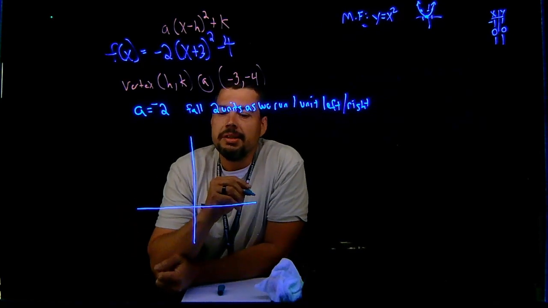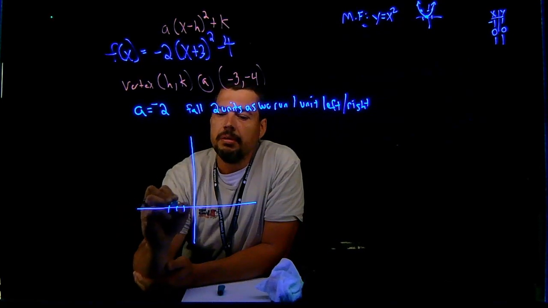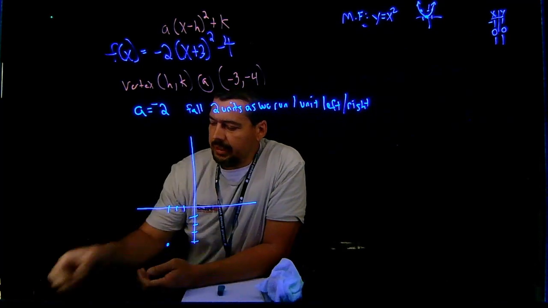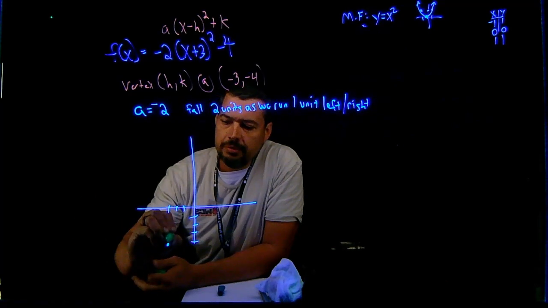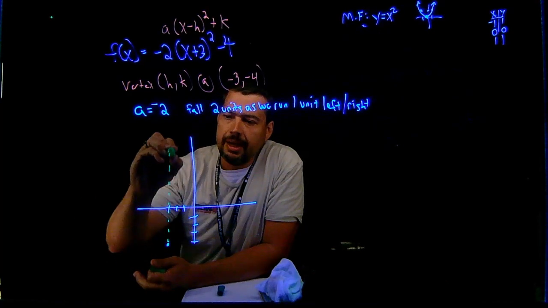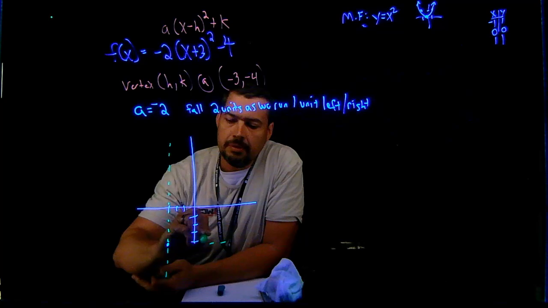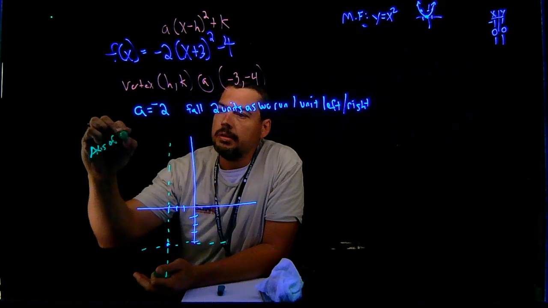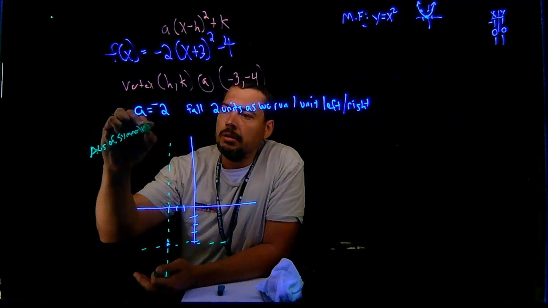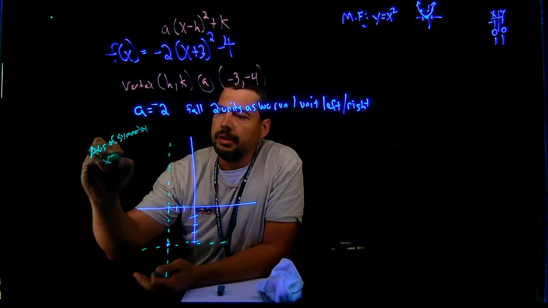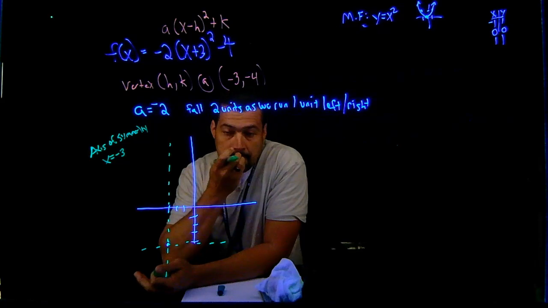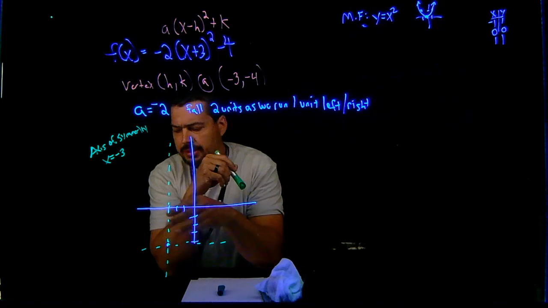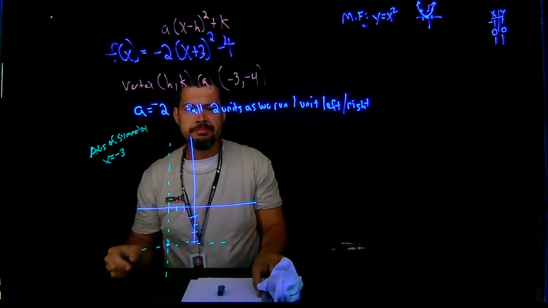So we have a vertex at -3, -4. There's your vertex. And again, I like to go ahead and draw in the shifts too. This is a big one. This is called the axis of symmetry. That's what this is, the axis of symmetry. And it's at x equals -3. That's what the parabola will be symmetrical about. The vertical shift never really has anything to do with the axis of symmetry.